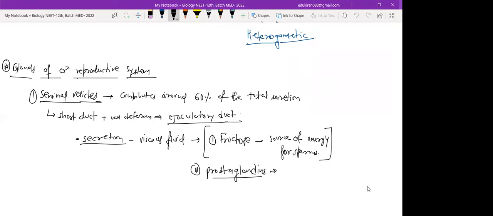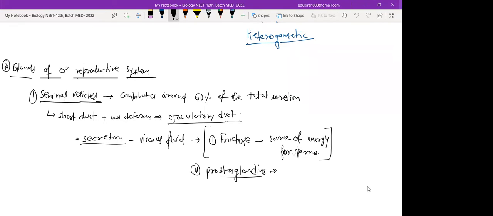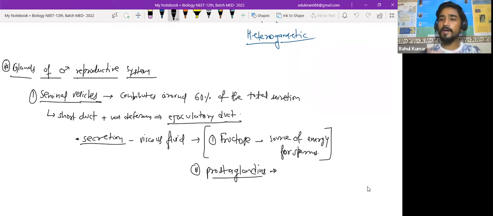But when that sperm is in competition with 30 million more counterparts, then viability and motility become equally important, don't they, Arpit? Yes, sir. And when we are studying biology, we have to study both the natural and the artificial aspect of it. So write down: prostaglandins enhance motility and viability. Yes, sir.